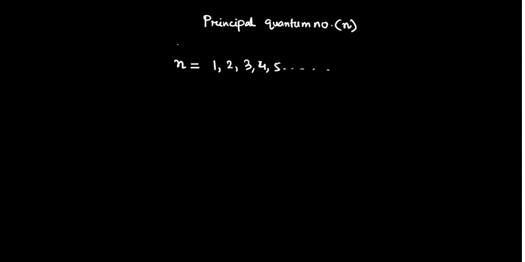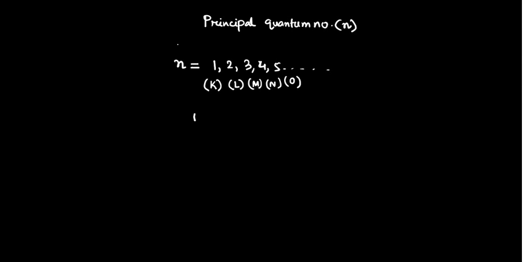So, if n is 1, that denotes that it is the K shell. If n is 2, it is the L shell. For n equal to 3, 4, 5, it is M, N, O, like this. So, with the help of this quantum number, we can say in which shell an electron belongs, right? Apart from this, what additional information can we get from this quantum number? If we know in which shell an electron actually is, we can easily find the distance of the electron from the nucleus.